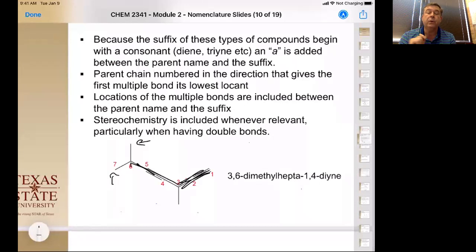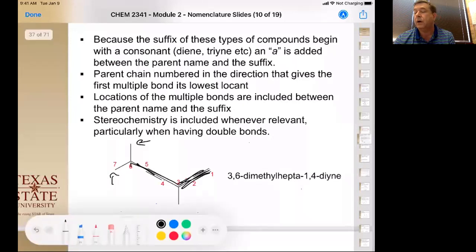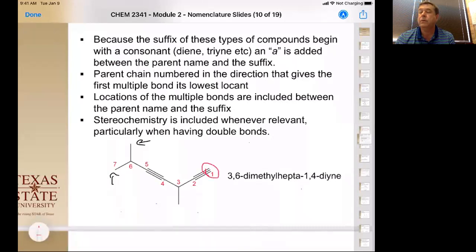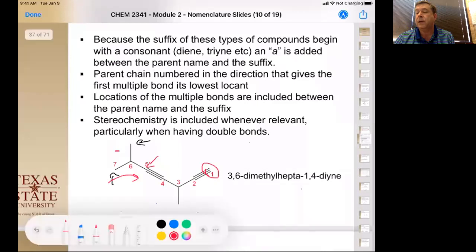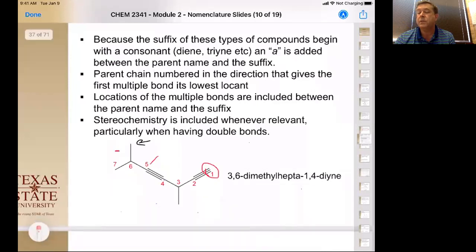But because we have two triple bonds, we have heptadiyne, okay? And we have to locate exactly where each of those are. If we look at this here, we see that this numbering gives us the lowest number. Notice if we numbered from the other side, the substituent would be on the lowest number, but our first triple bond carbon would be on the 3. That's why we don't number it that way. We number the double or triple bonds first at the lowest number possible. So that's why we have the substituents where we have them.